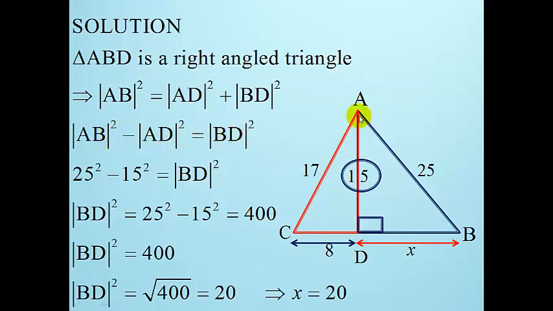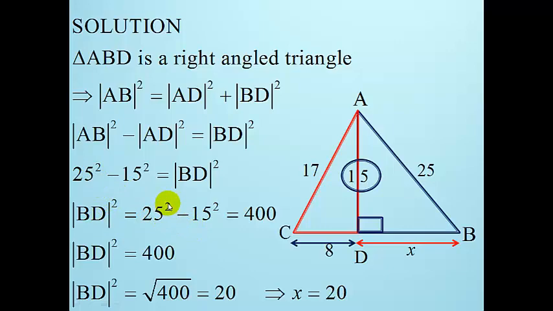Now AB from the question is 25. So we have 25 square minus AD square. AD from our calculation we had 15. So AD square is equal to 15 square. And this is equal to BD square. Now if 25 square minus 15 square is equal to BD square, then we can write it in this form, that BD square is equal to 25 square minus 15 square. That is, the right becomes the left and the left becomes the right.